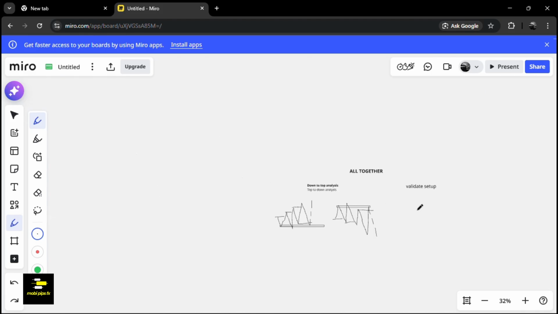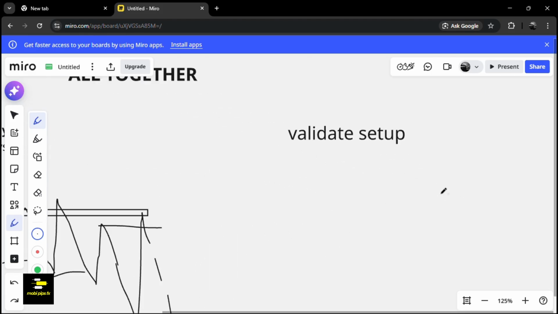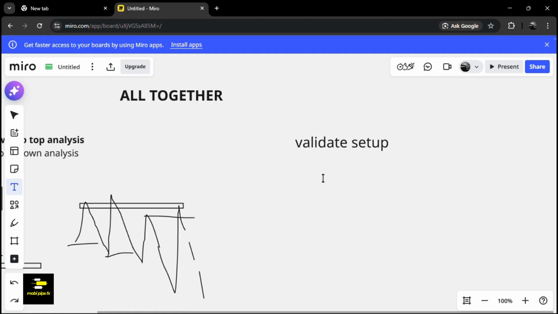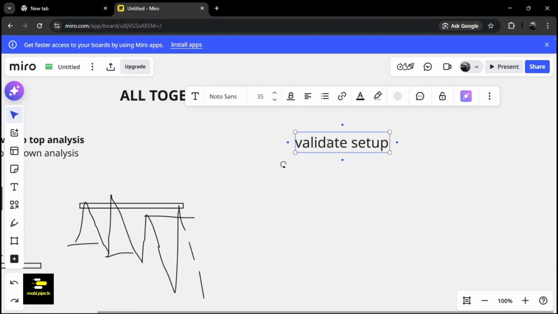So how do we validate our setup? First of all, how do we even do our down to top analysis? First, we locate our setup. Let me do it from here.